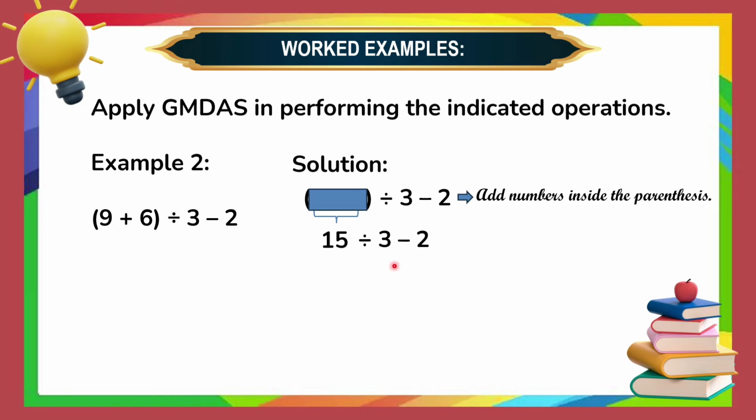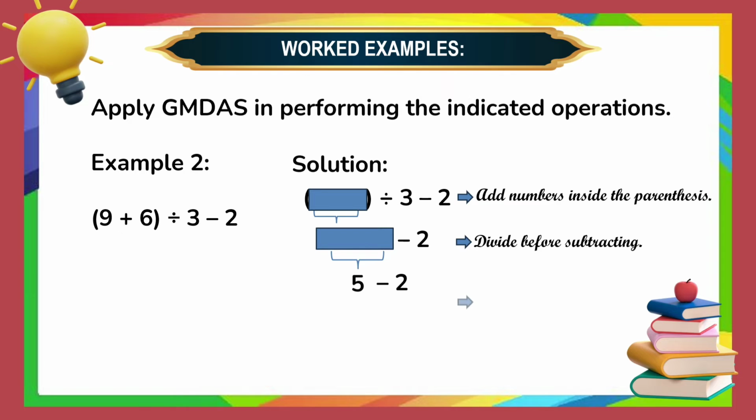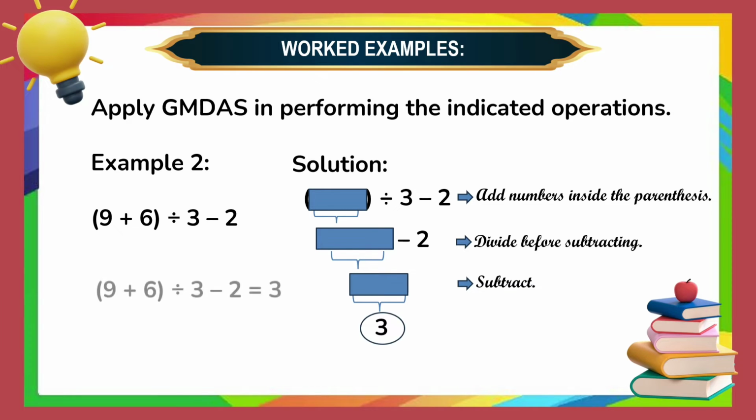What operation will be done first? Of course, multiply or divide as they occur from left to right. So we have to divide first before subtracting. Okay, 15 divided by 3, the answer is 5. And then bring down minus 2. Then we only have one operation left. So we need to subtract. 5 minus 2 is equal to 3. So, open parenthesis, 9 plus 6, close parenthesis, divided by 3 minus 2. The answer is 3.